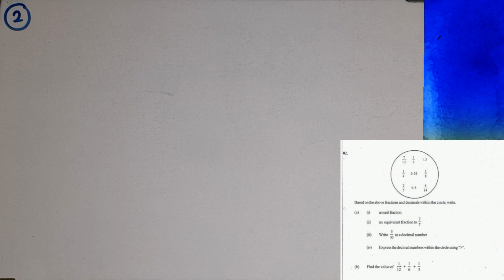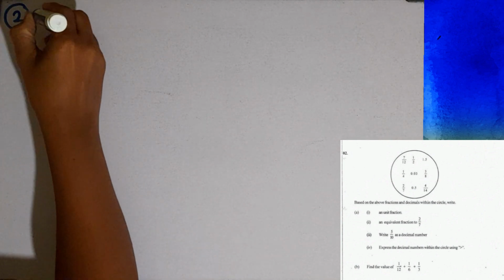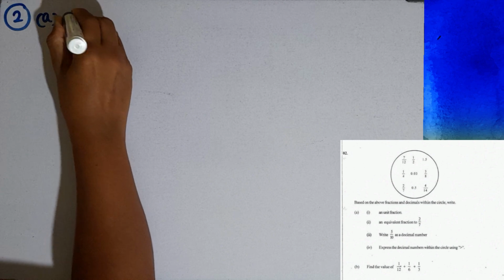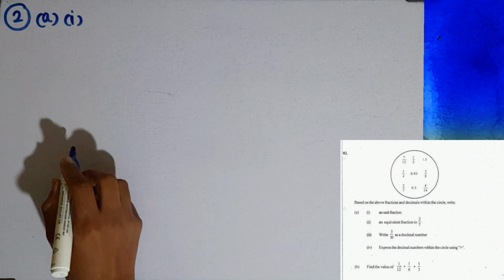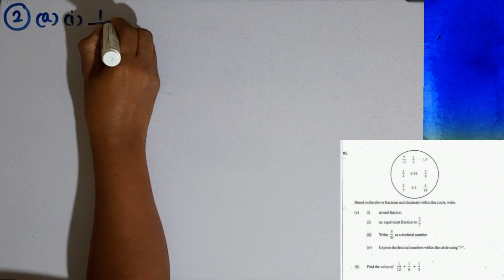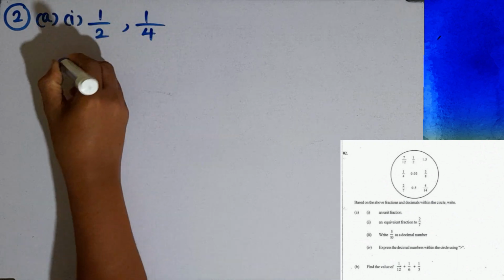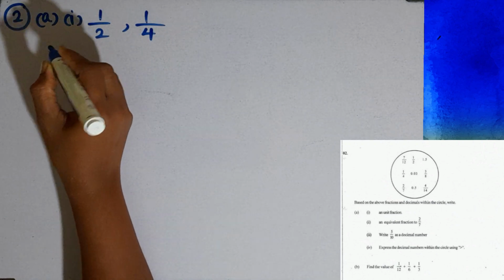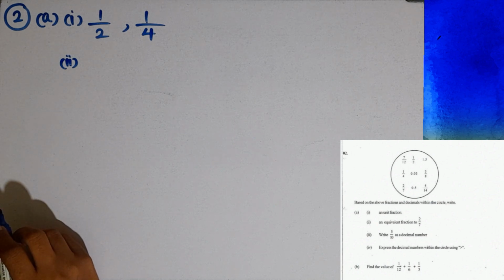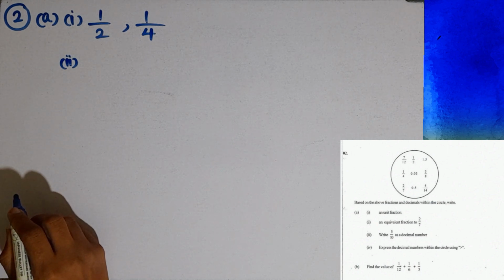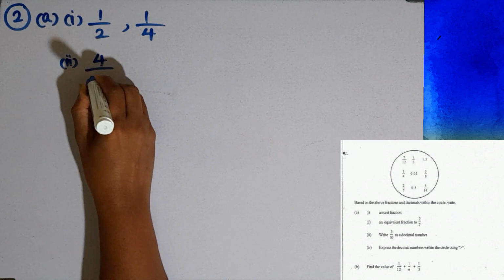Second question, we are given these numbers, fractions and decimals inside the circle. Based on the above fractions and decimals within the circle, write, first question, a unit fraction. There are two unit fractions here, 1 over 2 and 1 over 4. Then second question, an equivalent fraction to 2 over 7. If you multiply both numerator and denominator of 2 over 7 by 2, you get 4 over 14. So, it is inside the circle.